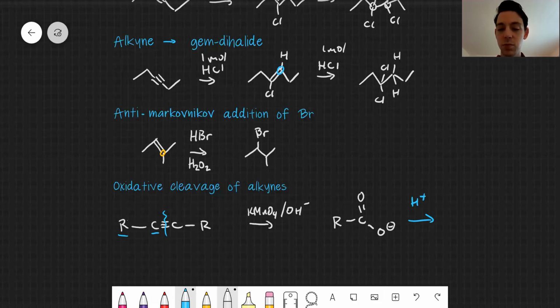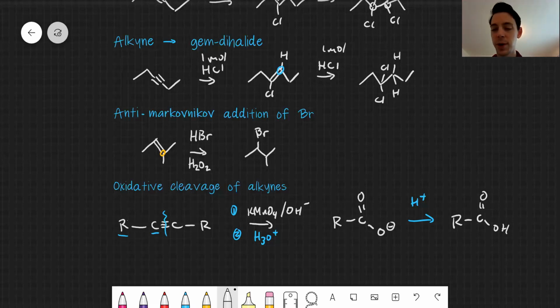So a lot of times this is written in a single step, where we just write first step KMnO4 basic, second step H3O plus. But here I'm writing it in 2 steps. So this is just another way to form carboxylic acids. It's done through cleaving the alkyne triple bond. Because it makes the molecule smaller, it's typically not a great synthetic pathway or step in a synthetic pathway, but it's good to know this reaction.